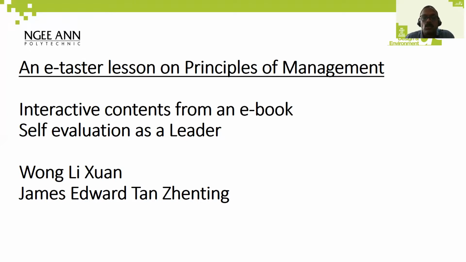After the lesson, students will also do a self-evaluation for themselves as to how they fare as a leader and what is their leadership style. To take us through this e-taster lesson, we have our year 2 students, Wong Lishan and James Edward Tan Chenting. I would like to welcome them for this lesson. Thank you.